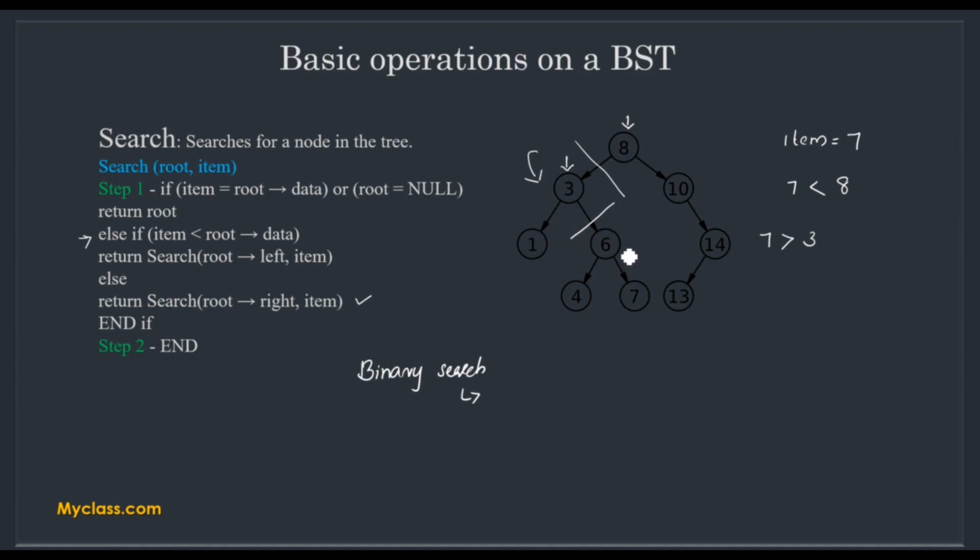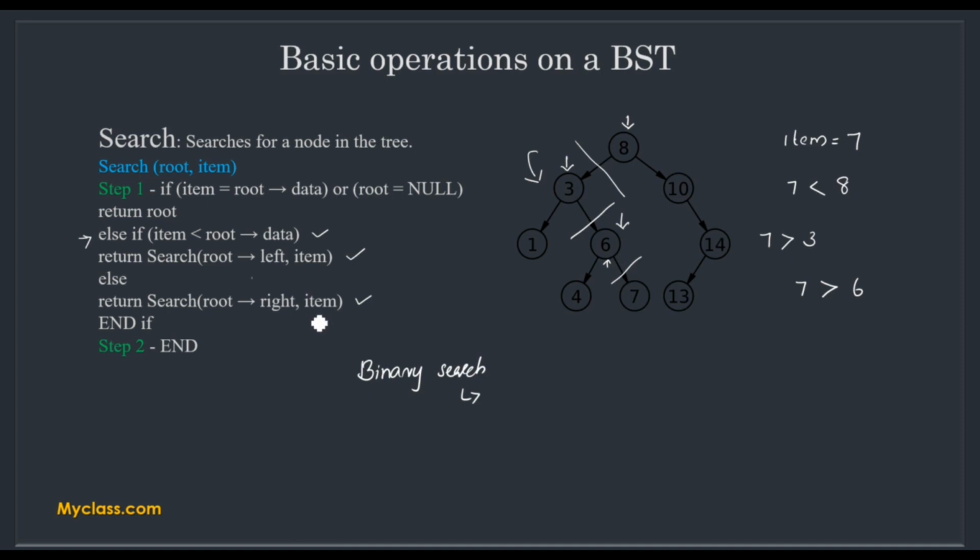Now we are ignoring 1. We have reached here, and our root is 6. Again we recursively call this search algorithm, search root, item. First we check if item is equal to root data. Our item is 7 and our root data is 6. No, it is not. Then we jump into the else if condition: if item is less than root data, no, it is greater than root data. If it is less than, we execute this; if it is greater than, we execute this statement. So we consider the right subtree of this root node.